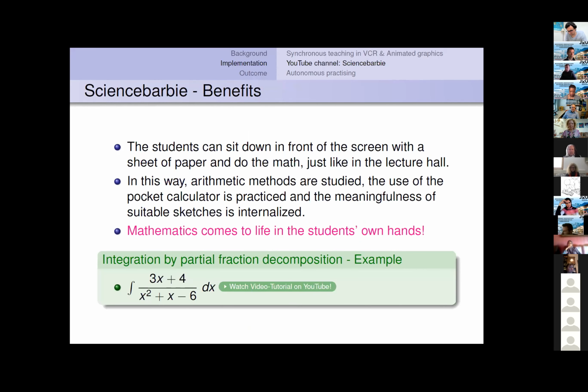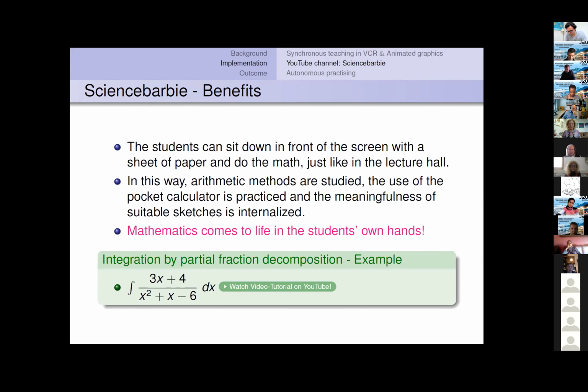So what's the aim? The aim is that the students can sit down in front of the screen with a sheet of paper in front of them and do the math at home, just like in the lecture hall, but at their own speed and when they want to do it. In this way, the arithmetic methods are studied and also the use of the pocket calculator is practiced.